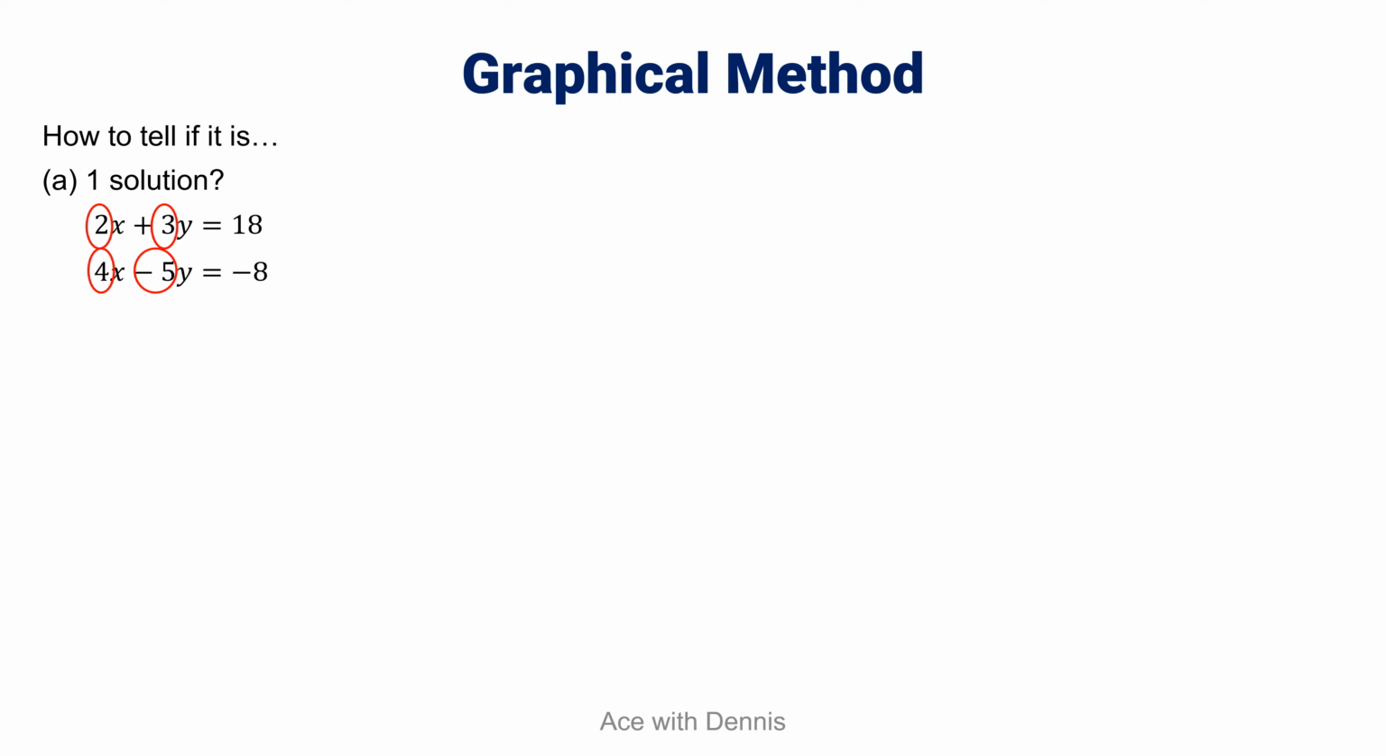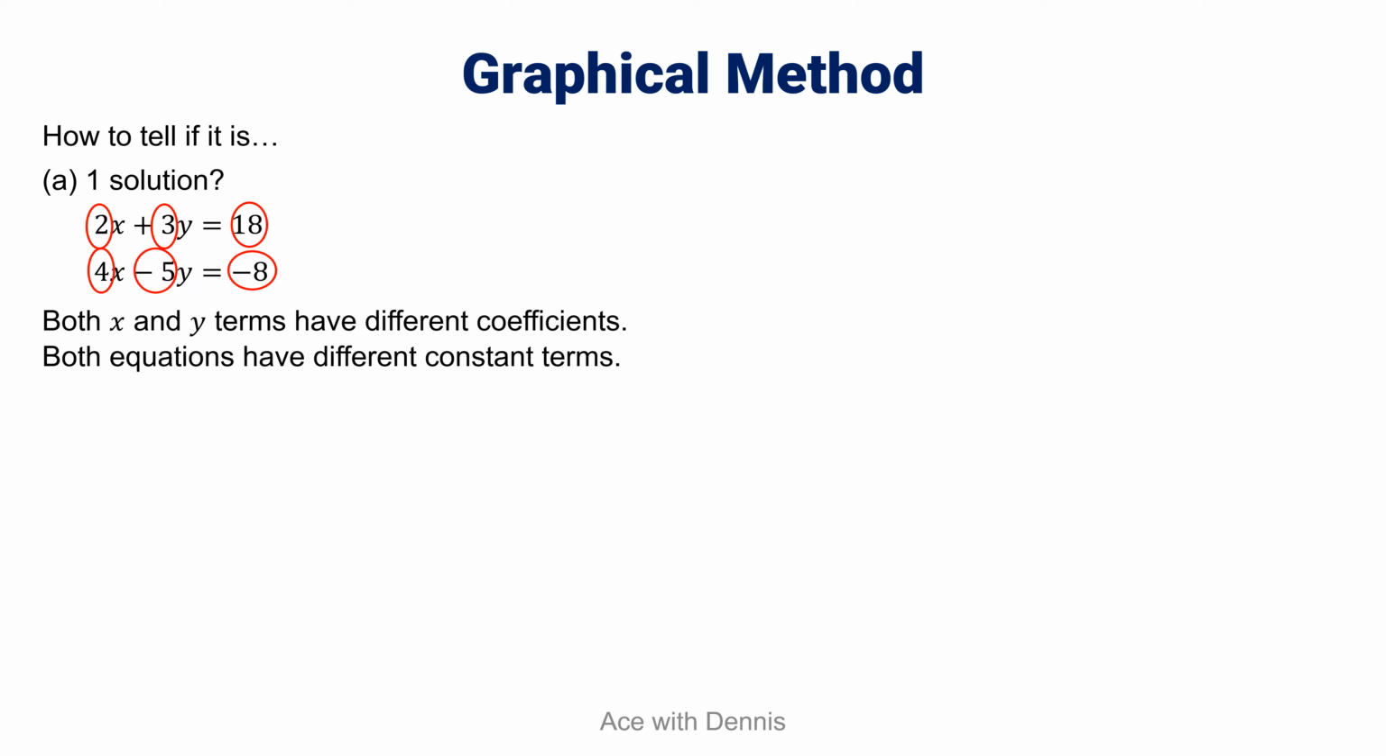And the coefficient of the y, the first is 3 and the second is negative 5. So from here we can see that both x and y terms have different coefficients. Then we look at the constant term. The first constant term is 18 and the second constant term is -8. From here, both equations have different constant terms as well. Okay, so if you see this type of equations, then most likely they have one solution.